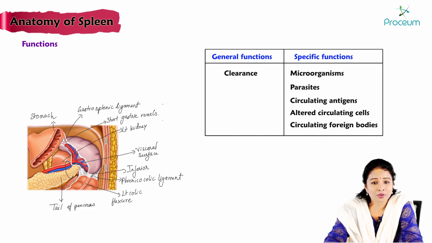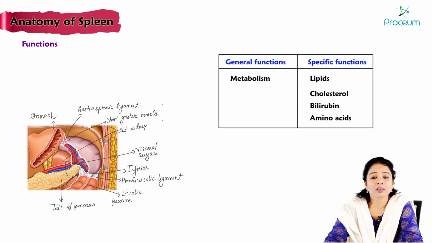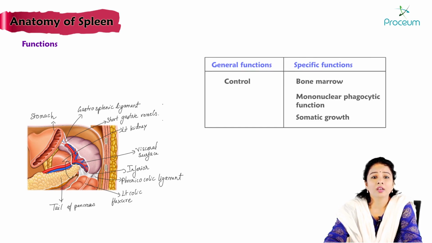And it is a clearance organ where it removes the microorganisms, parasites, circulating antigens and altered circulating cells and circulating foreign bodies and even the senile RBCs. Synthesis and metabolism. Spleen is an important precursor of hepatic functions, and it also helps in the metabolism of lipids, cholesterol, bilirubin, amino acids. And spleen controls the bone marrow, mononuclear phagocytic function, and also somatic growth.